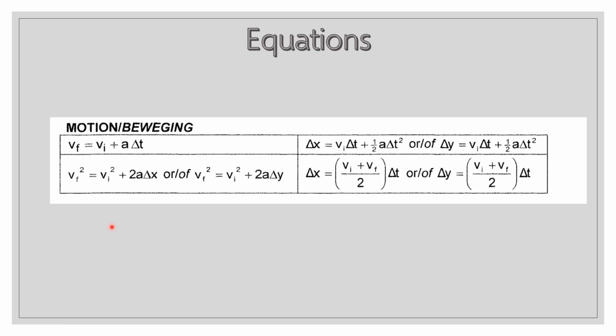However, these are the equations that you'll find in your datasheet. Vf, velocity final, Vi, velocity initial, acceleration, and time. Using these equations and keeping track of what you're doing, you'll get the correct answer no matter what.